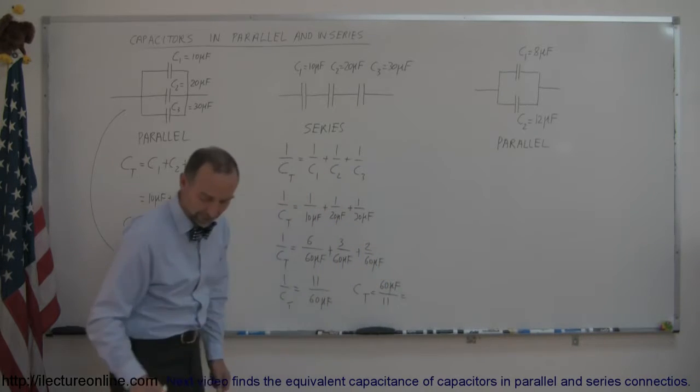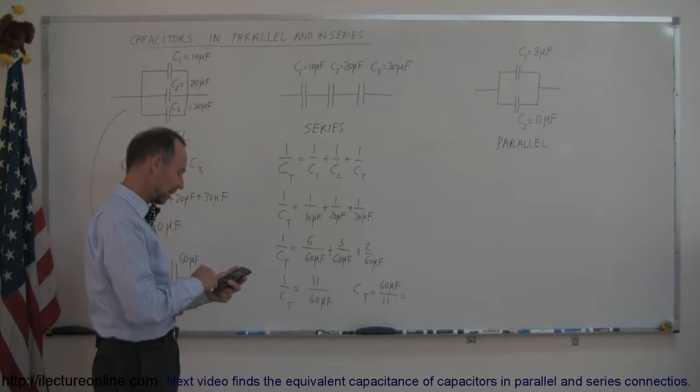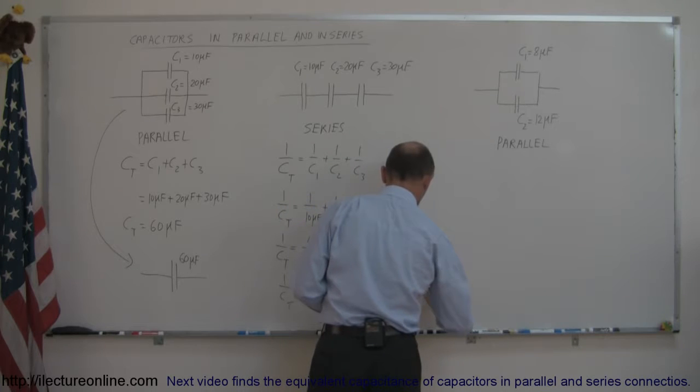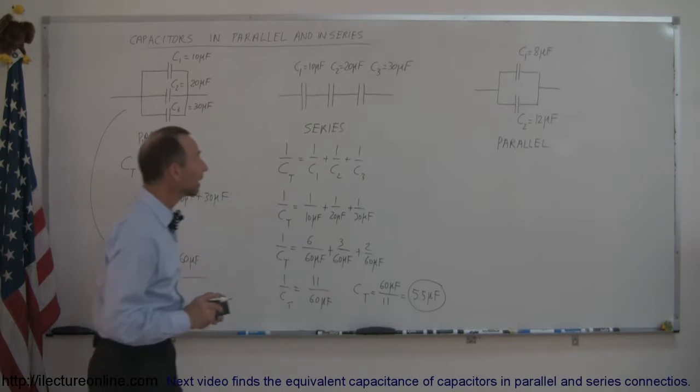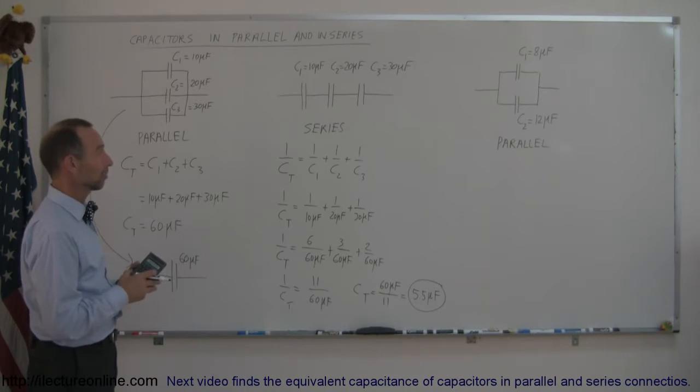Of course, at that point, I'll grab my calculator real quick. And so 60 divided by 11 is 5.5 microfarads. There we go. So that's how you find the equivalent capacitance, the total capacitance with capacitors in series.